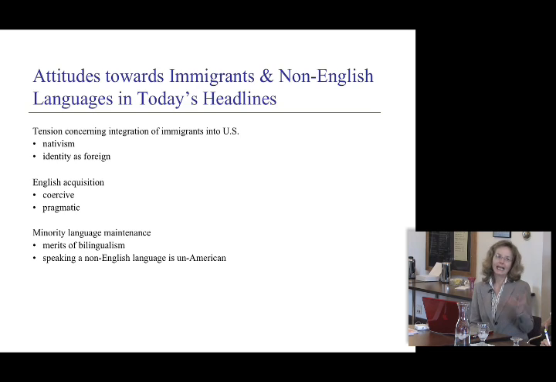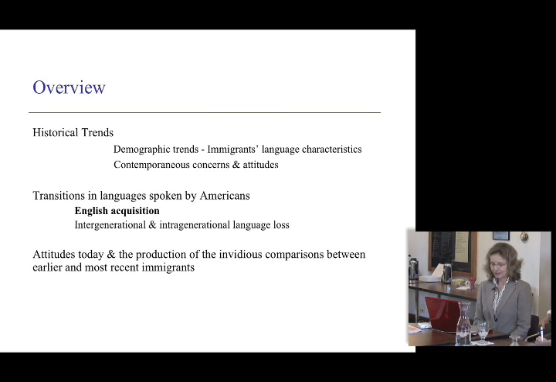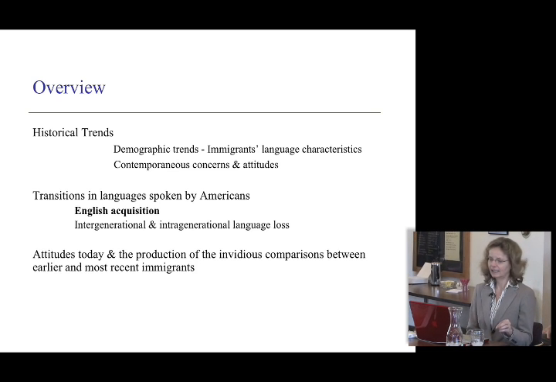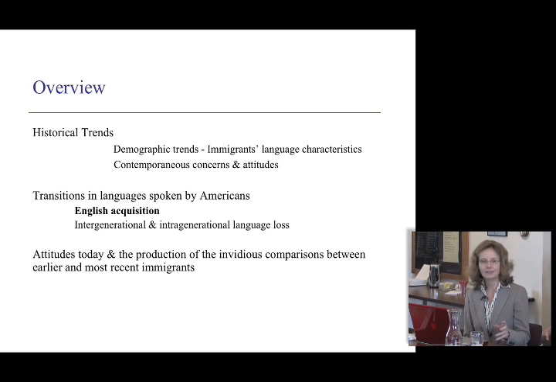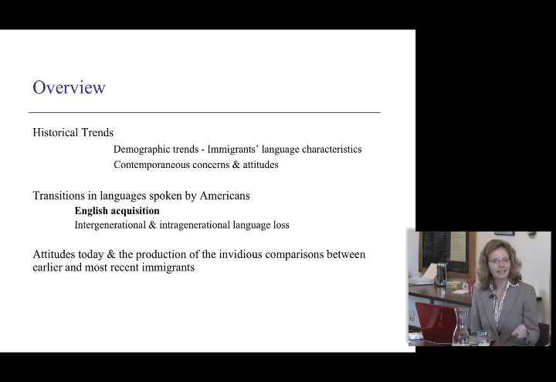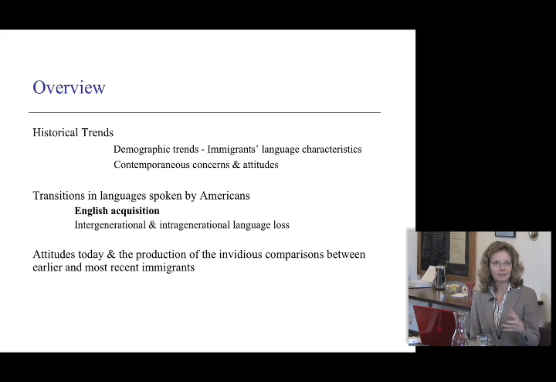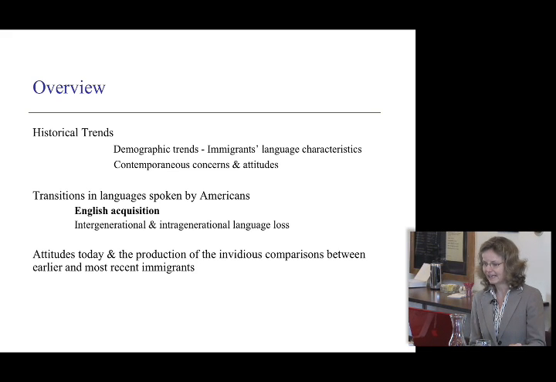What I'm going to do today is draw some material from a book that I'm working on. And I'm going to talk about some historical trends in non-English language immigration to the United States and some of the contemporaneous concerns and attitudes that were voiced as the United States has experienced these different streams of immigrants. I'm essentially going to show that these attitudes that are occurring today have their historical counterparts.